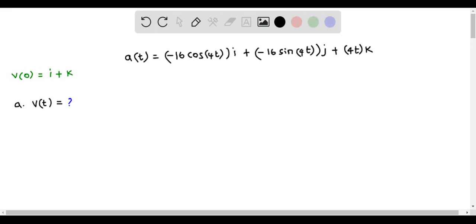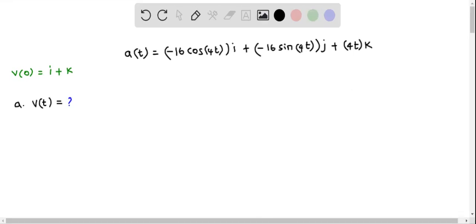So here we are given the acceleration vector a of t, which equals negative 16 cos 4t i plus negative 16 times sine 4t j plus 4t times k. And we have to determine the velocity vector using this initial condition, that is, the initial velocity equals i plus k. So let's see how to determine this velocity vector.